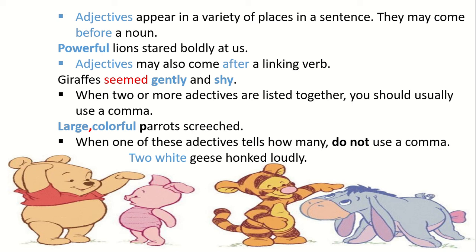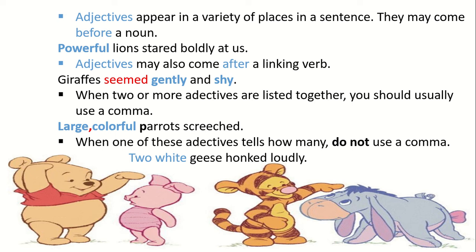When two or more adjectives are listed together, you should usually use a comma. Large, colorful parrots screech. Large and colorful are adjectives. To separate adjectives, we use a comma. Large, beautiful, comma, colorful, comma, and gracious parrots screech. Now, every time we use several adjectives, you use a comma.